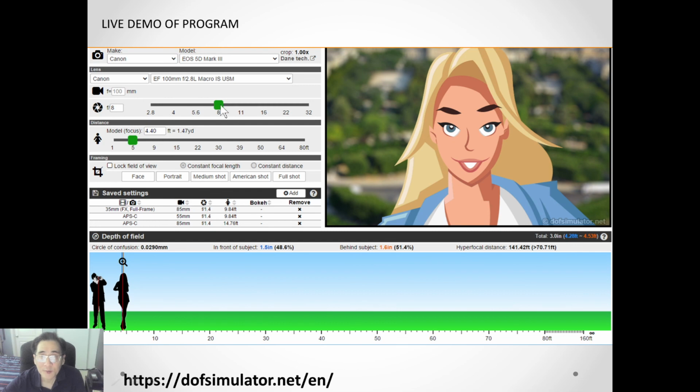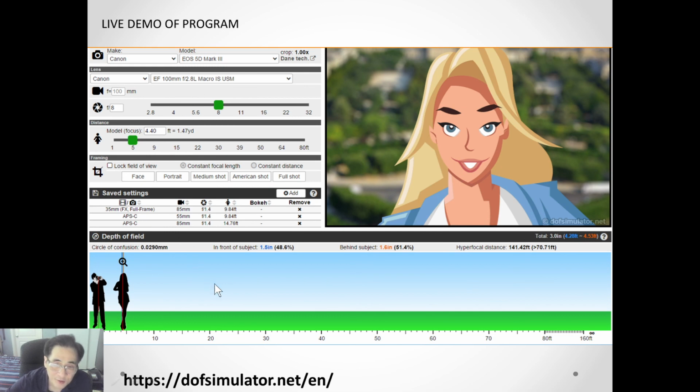Okay, and then you can simulate it. You can put what's the aperture setting, what is the distance, and it will tell you what the depth of field is. In this extreme example, I'm pretty close. I'm only like 4 feet away, even though I'm using f8, right? And I'm using 100 millimeter.